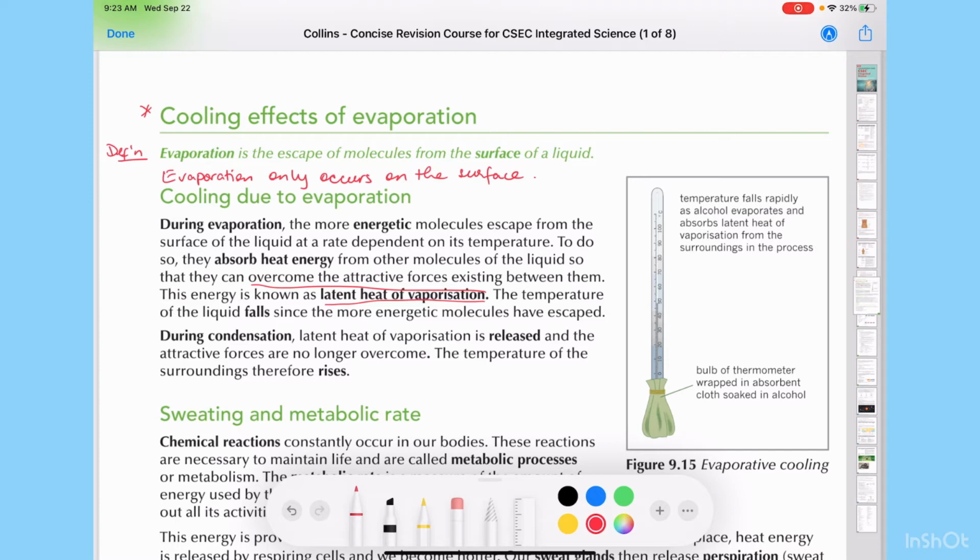The opposite happens during condensation. During condensation, latent heat of vaporization is released and the attractive forces are no longer overcome, so the particles are forced to be in that state. The temperature of the surroundings therefore rises. So once evaporation is happening, the temperature of the liquid is going to decrease, or cool down, because the particles need that extra energy. They take that extra heat energy from nearby molecules to pull away from the surface.